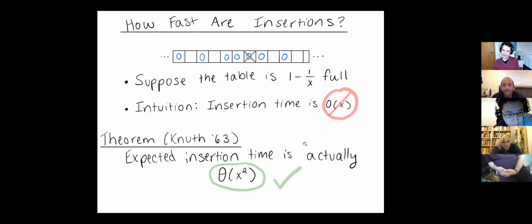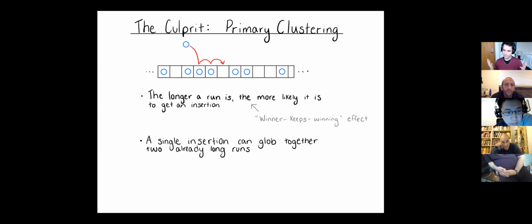Because it turns out the expected time of your insertion isn't order x, it's actually quadratically larger. It's actually order x squared. In fact, he figured out more precisely what the constants were and everything, and it was a beautiful paper. The phenomenon that Knuth had discovered is something we now call primary clustering. All this means is that as you put elements into your linear probing hash table, they have this tendency to cluster together into runs that are longer than you might expect.